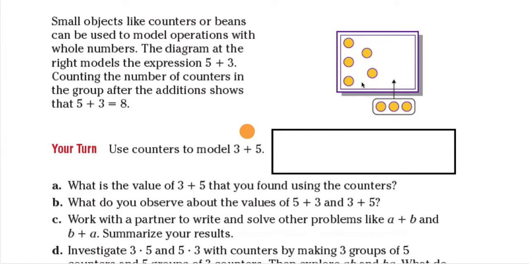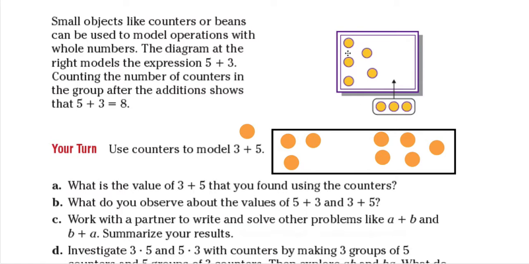Okay? In the same method, let's model 3 plus 5. 3 plus 5 is simply this. You simply have 3 counters, and you add 5 more counters. If you notice, the sum is also 8.